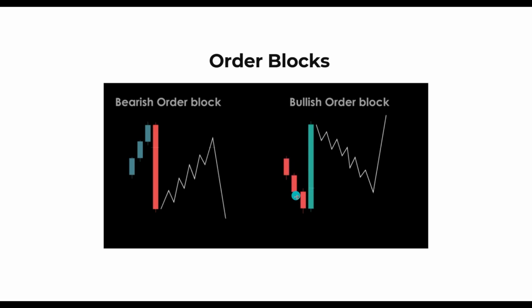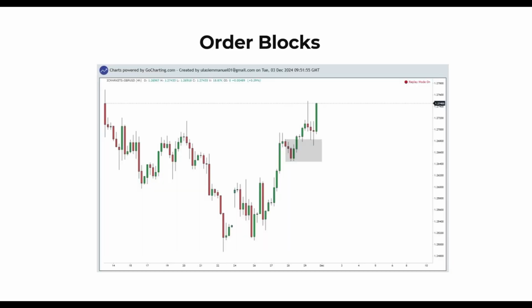So these consecutive bearish candles are going to be what is going to stand as our order block. This is what we refer to as an order block in the ICT trading concepts. Now over here, we have an example. This is a bullish trade example using the order blocks.